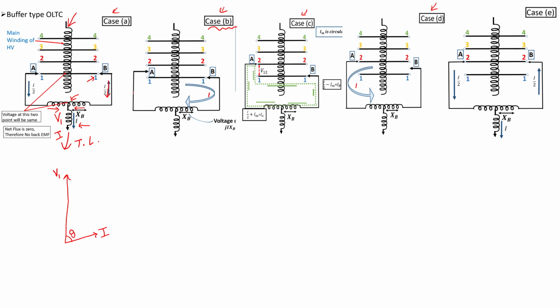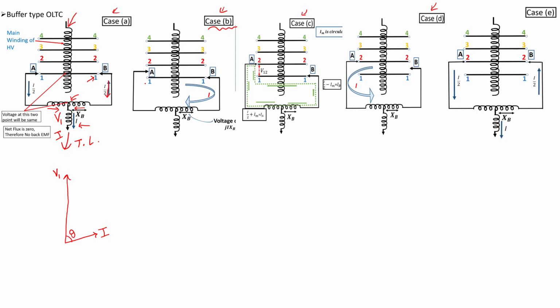Case B. Now our objective is to move from tap 1 to tap 2, which means we are increasing the voltage. From tap 1 to tap 2, the number of turns included in the winding are more, therefore the voltage will be more. I already told you that the voltage per turn in a transformer is constant, so if we increase the number of turns, the voltage will increase proportionately. So now we are moving to tap 2.